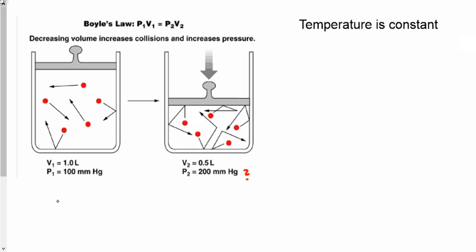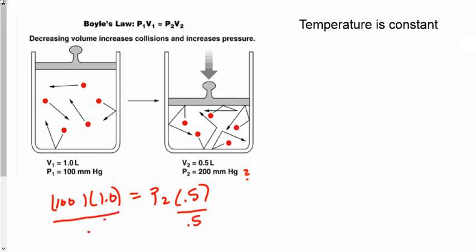So pressure 1 is 100. I'm going to multiply that by my volume 1 of 1.0 equals, now I'm pretending I don't know pressure 2, so I put pressure 2 there, and I'll multiply that by 0.5. All right, now I need to get pressure 2 all by itself. So I'm going to divide both sides by 0.5. And that'll definitely give me a pressure 2 equal to 200 millimeters of mercury.